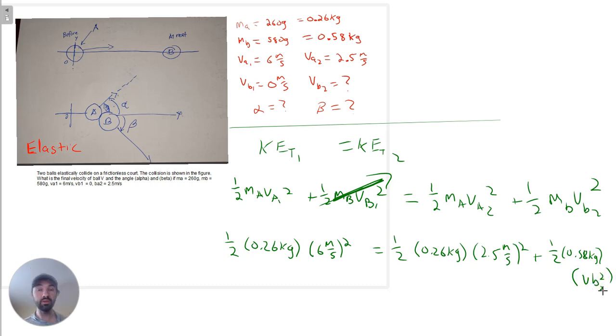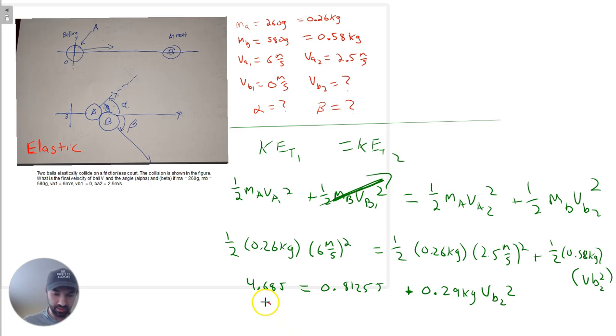Okay, so now let's plug in the numbers in our calculator, and then let's come back and see what we get. So the kinetic energy of A beforehand, 4.68 joules, is equal to kinetic energy of A afterwards, 0.8125 joules, plus 0.29 kilograms times the velocity of B squared. So we will take 4.68 minus 0.8125. I don't care about sig figs. I don't live in sig fig world. 3.8675 joules equals 0.29 kilograms times VB squared.